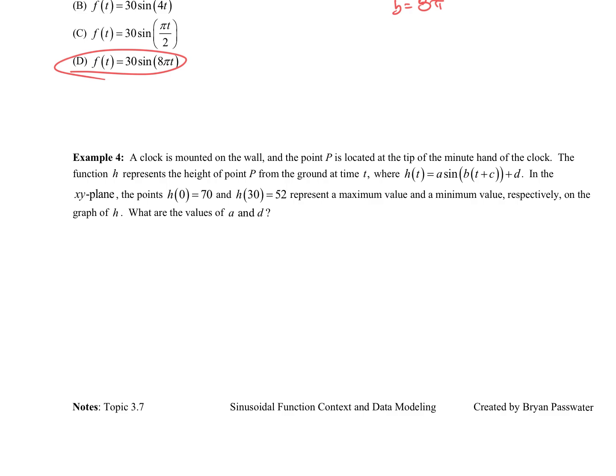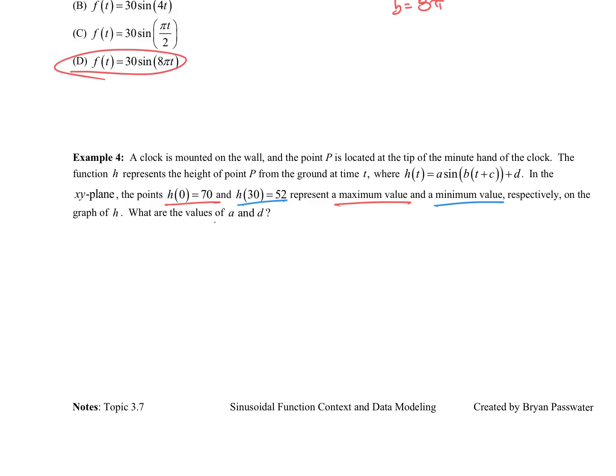The clock is mounted on the wall, and the point P is located at the tip of the minute hand of the clock. The function h represents the height of the point P from the ground at time t, where h of t equals a sine b of t plus c plus d. In the xy plane, the points h of 0 equals 70 and h of 30 equals 52 represent the maximum value and the minimum value, respectively, on the graph of h. What are the values of a and d?